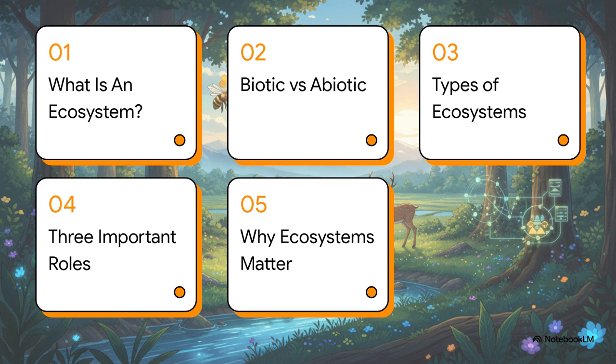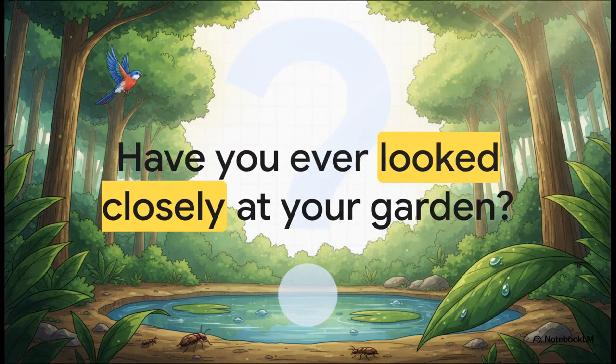Here's our roadmap for today. First, what is an ecosystem? Then, biotic versus abiotic factors. After that, we'll hit different types of ecosystems, followed by nature's 3 important roles, and finally, why ecosystems matter. Let's get to it. Have you ever just paused to look really closely at a local forest?